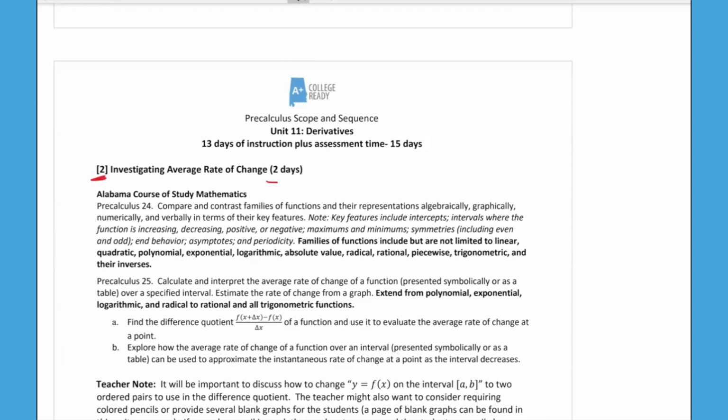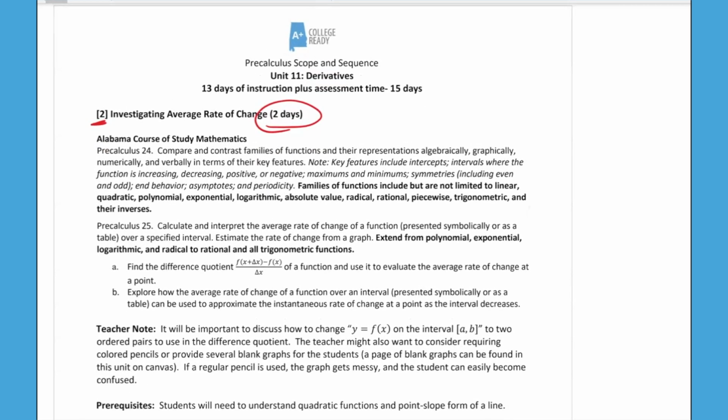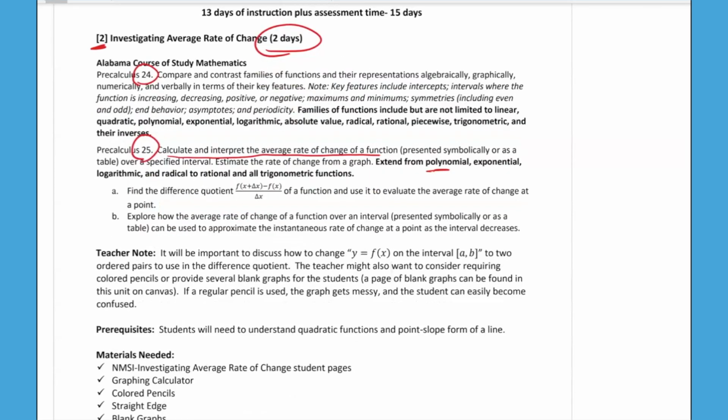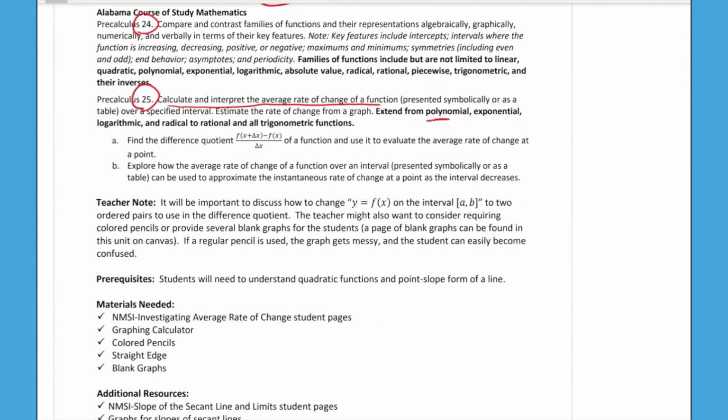In the scope and sequence for this unit, this is the scope and sequence for lesson 2, and you can see again we've allotted 2 days. In these particular lessons we are planning to address the course of study numbers 24 and 25. In particular, we're looking at estimating and interpreting the average rate of change, while of course looking at features of a graph. We'll be looking mainly at polynomial functions here, but through this unit we'll talk about some of those other functions.